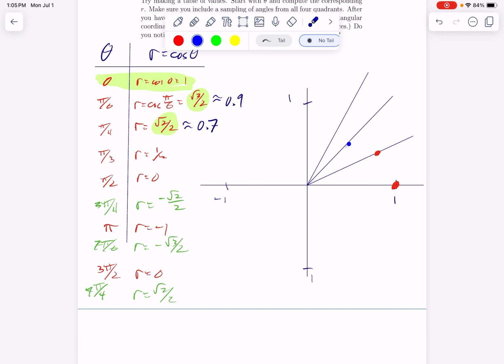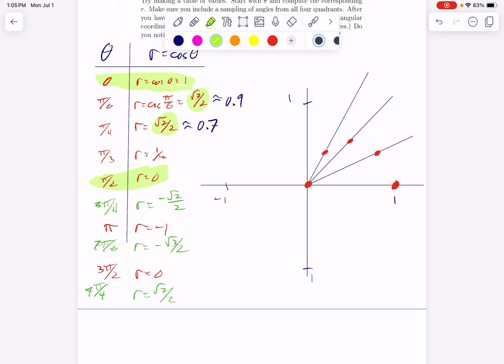Now in the pi over 4 direction, I go even shorter, about 0.7. I'm just doing my best. In the pi over 3 direction, I go half a unit. So I know roughly how long 1 is, something like so. Over here, in the pi over 2 direction, if I'm traveling straight up, how far do I go straight up? Well, 0 units. So if you're going straight up, don't even move.